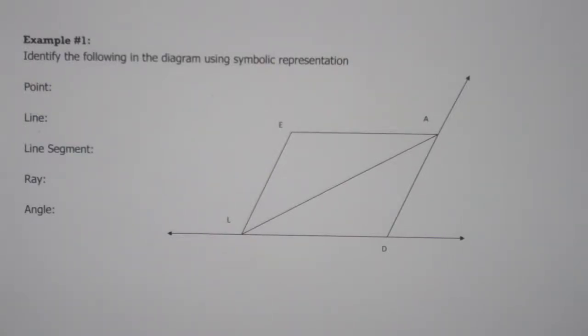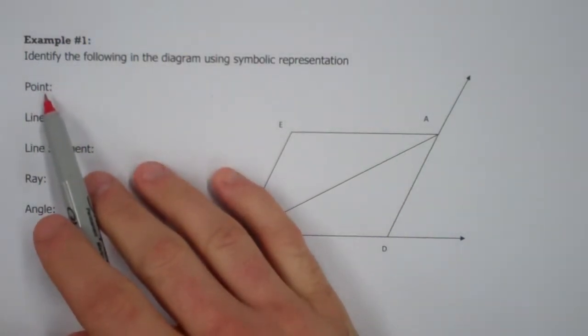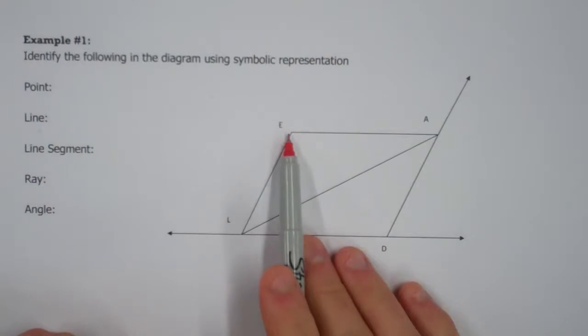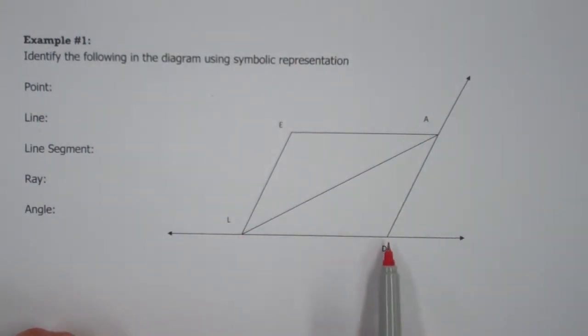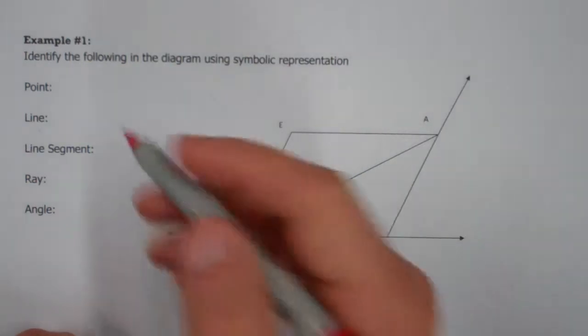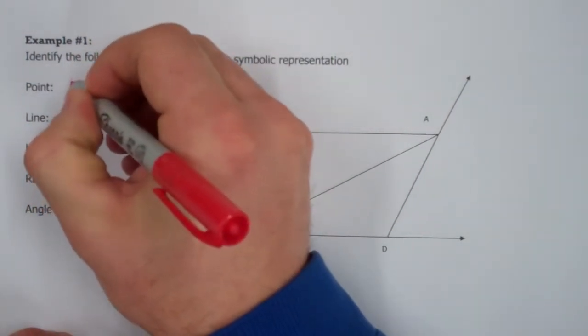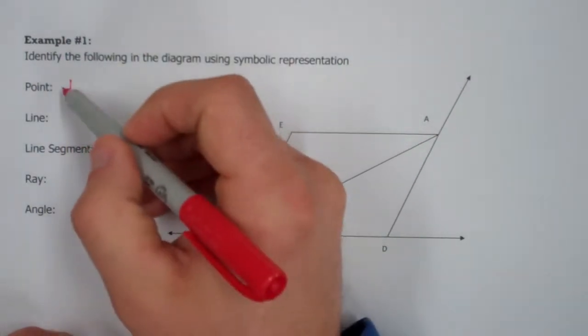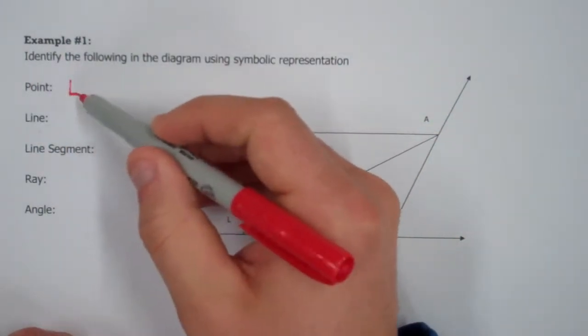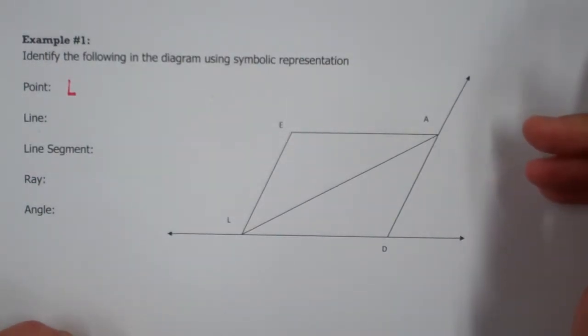In example 1, we want to identify the following in the diagram and use symbolic representation. So we're going to identify a point. Well, there's a point E here. A would be this point right here, L, and D. So you can just pick one of those. Maybe we'll just pick L. Again, there's 3 others to choose from. You could put a little dot here if you'd like, but normally a point is just signified by a letter.